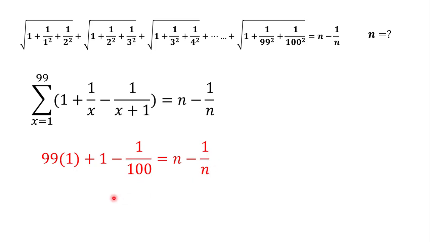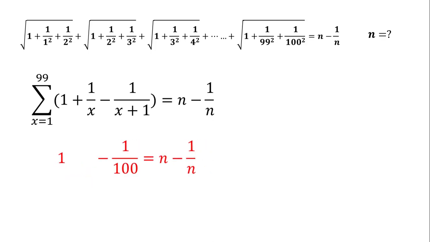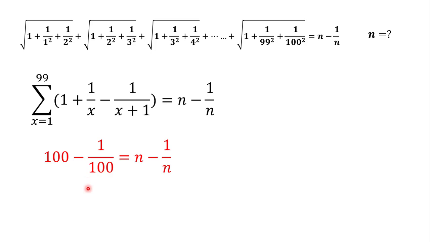This is a simple equation, and 99 times 1 plus 1 equals 100. And by solving this equation, I can say the values of n are going to be 100 and negative 1 over 100.